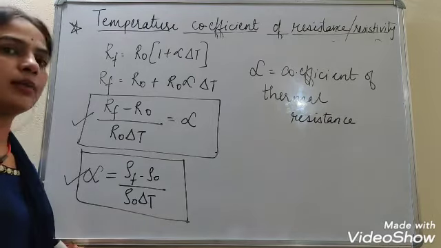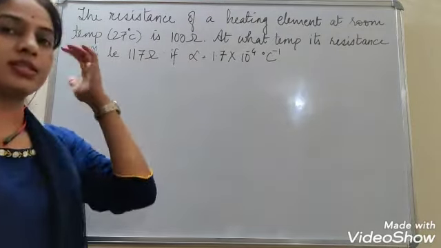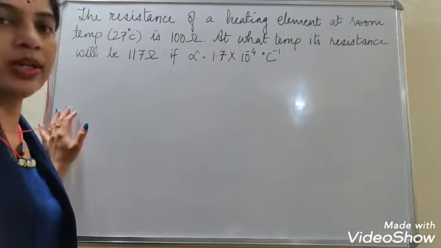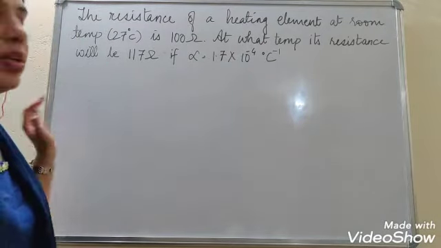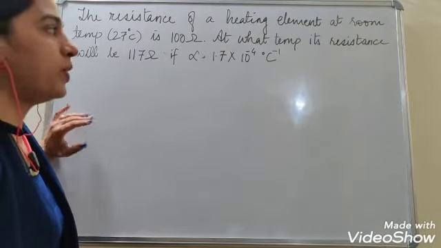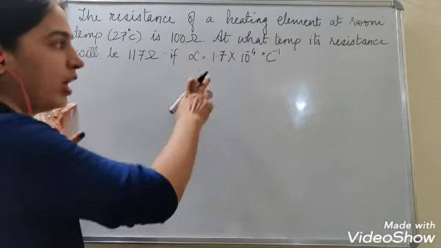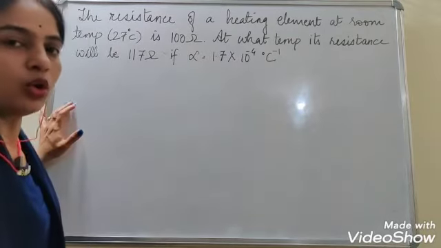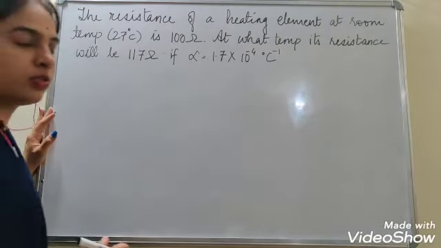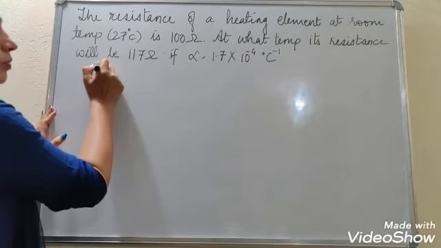Okay, let's see some numericals. The question says the resistance of a heating element at room temperature, given as 27 degrees Celsius, is 100 ohm. At what temperature will its resistance be 117 ohm if alpha, that is the coefficient of thermal resistance, is given as 1.7 into 10 to the power minus 4 degrees Celsius inverse? What all is given, children?